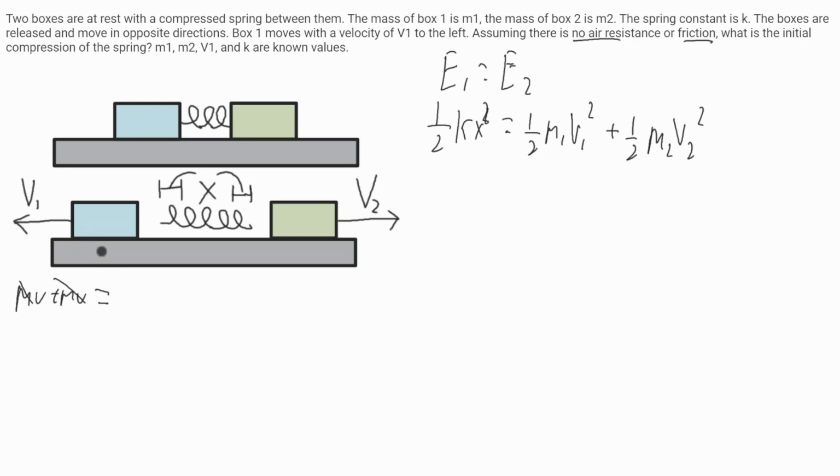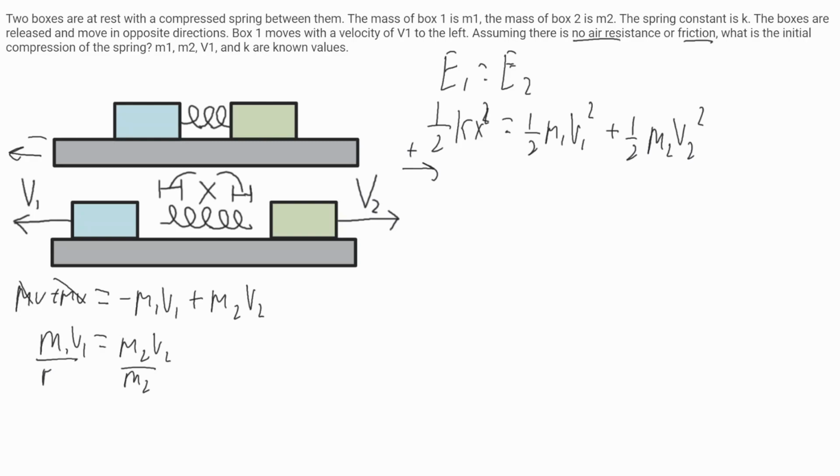We'll have the velocity of this first box. I'm actually going to say that this will be negative, and the velocity of the second box will be positive. So it'll actually be negative m1 v1 plus positive m2 v2. I'm going to add this to the other side, and I'll get that m1 v1 is equal to m2 v2. I'm going to solve for v2 because it's what we don't know. I'll get v2 is equal to m1 v1 over m2.